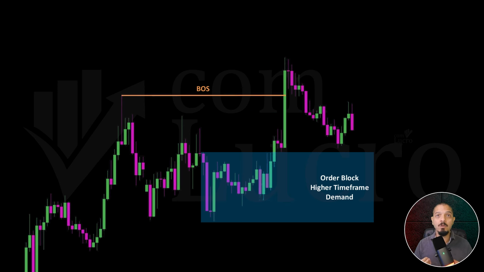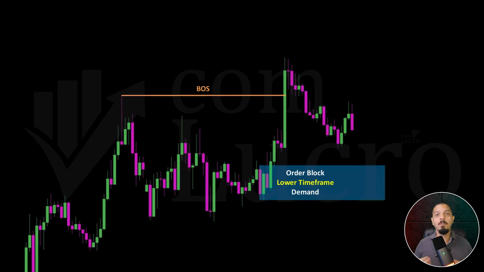So, we shift to the 1-hour chart for refinement. On the 1-hour time frame, the structure remains bullish, and price is still within the discount area. Now we refine the 4-hour demand zone into a more precise 1-hour demand zone. After refining it, we remove the higher time frame zone to keep the chart clean.